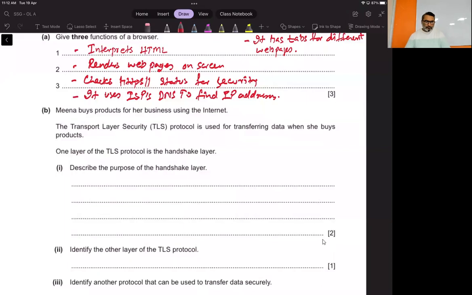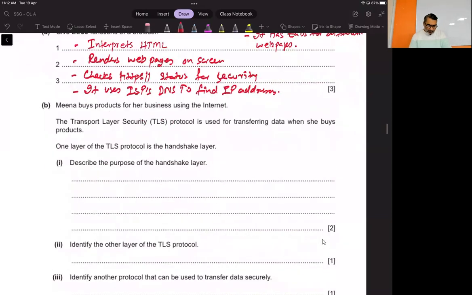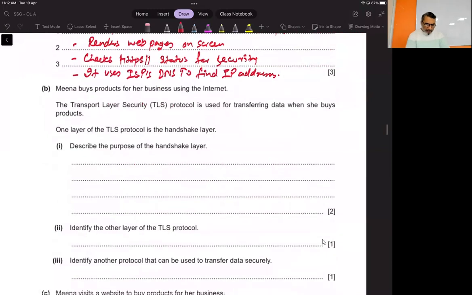All right. Question 5B. It says Meena buys products for her business using the internet. The transport layer security protocol is used for transferring data when she buys the products. One layer of the TLS protocol is the handshake layer. Describe the purpose of the handshake layer.